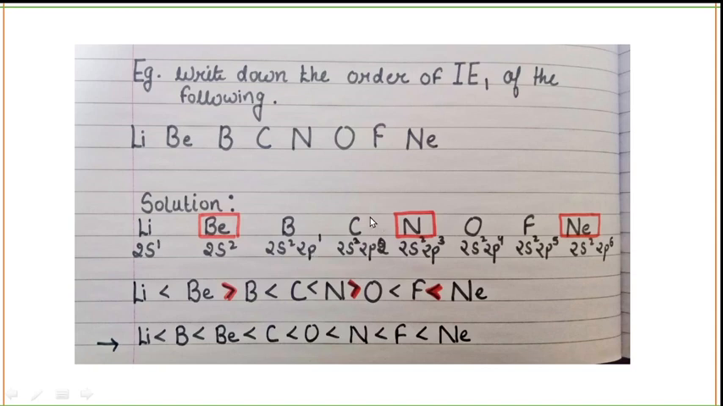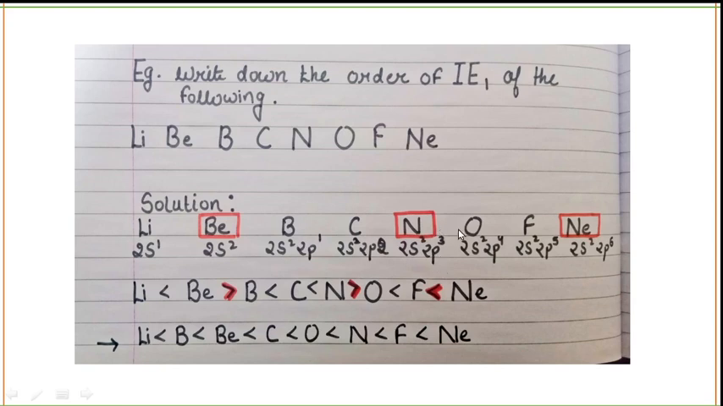Next we have B and carbon. In B and C, C should have the higher amount of ionization enthalpy because, as you know, we are moving along the period. We are moving along left to right. Therefore, carbon should have the maximum amount of ionization enthalpy as compared to B. If we talk about carbon and nitrogen, nitrogen should have the maximum amount of ionization enthalpy because this has the pseudo-noble gas configuration, that is 2p3.